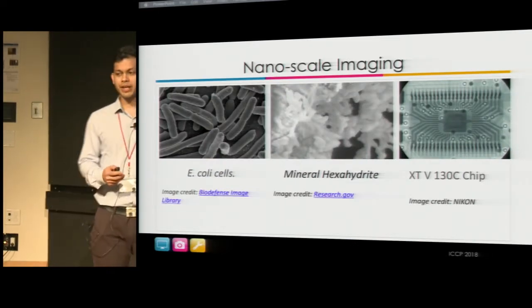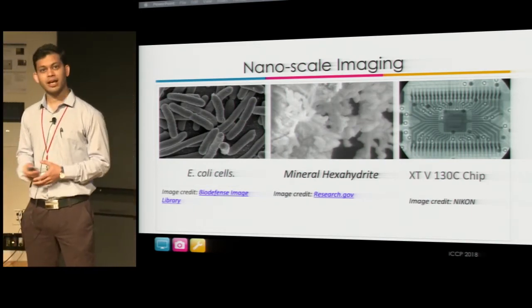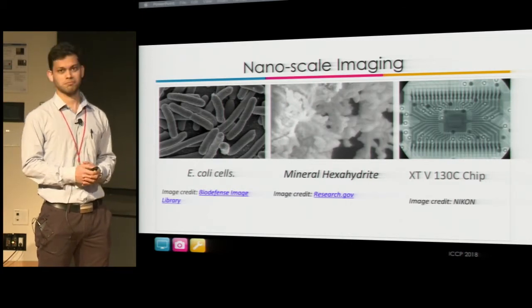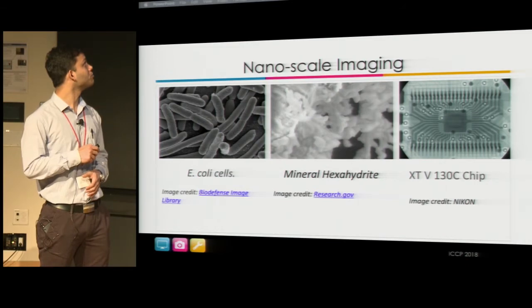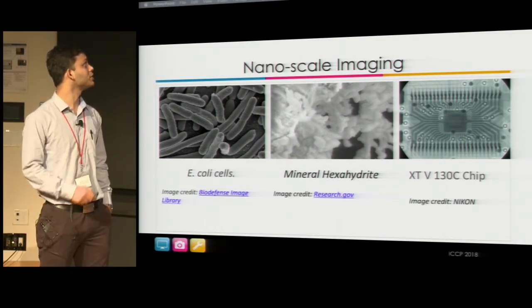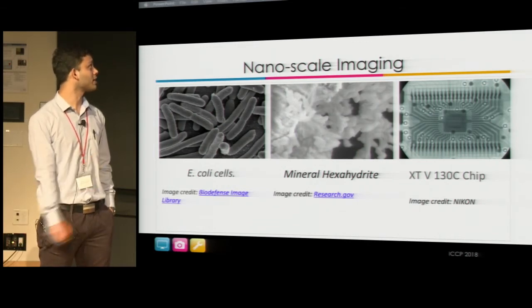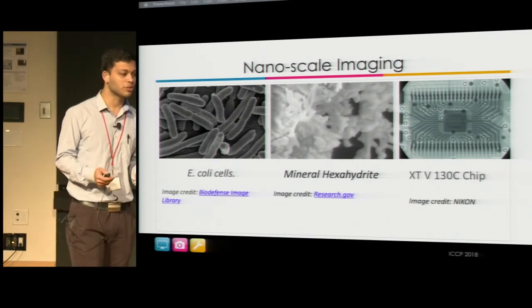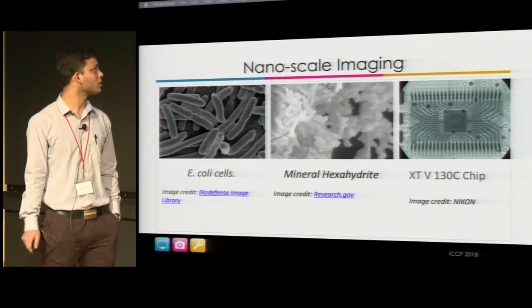Nanoscale imaging is a very important topic for a lot of different communities, and for that reason, over the past 100 years, we have come up with various different techniques to image various different objects at nanoscale. So if you see, we have techniques to image E. coli cells at nanometer resolution, minerals and their structures at nanometers, as well as the IC chips that we make, which now have come out to be manufactured using nanometer technology.